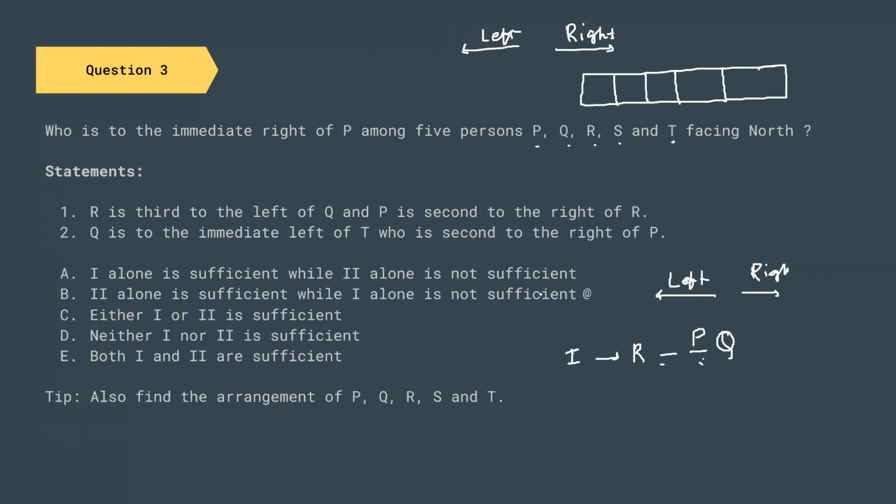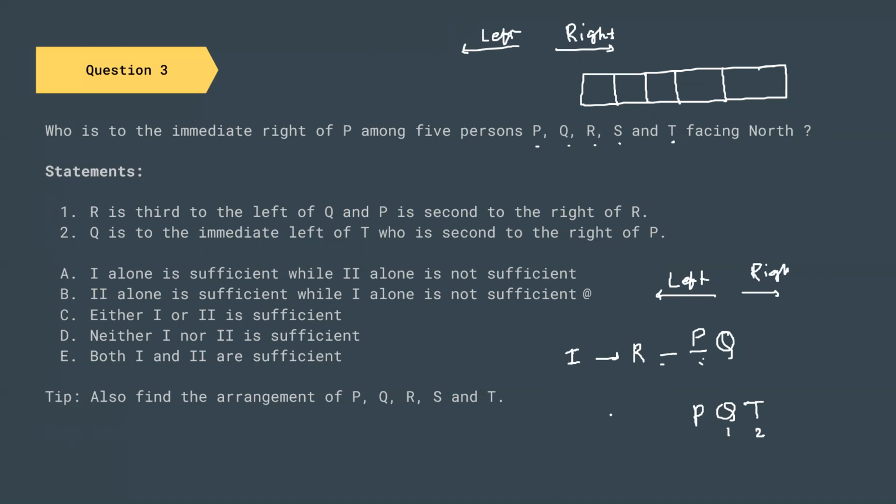Q is immediate left of T, so T will come here and Q will come here. Who is second to the right of P? T is second to the right of P. So this is first, this is second. So P will come here.